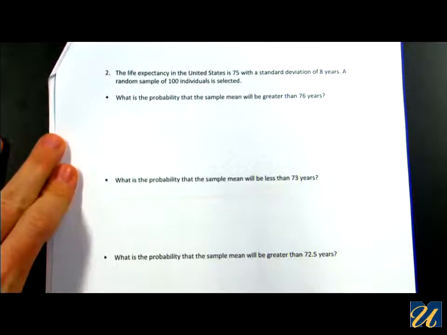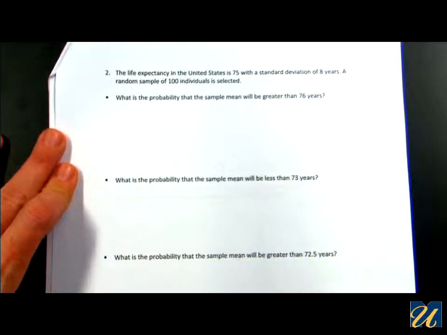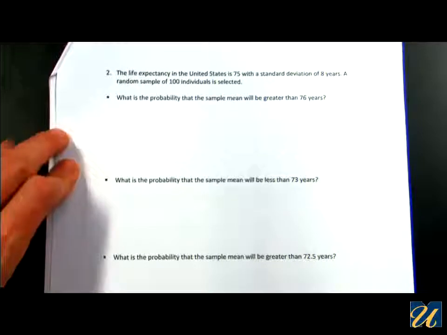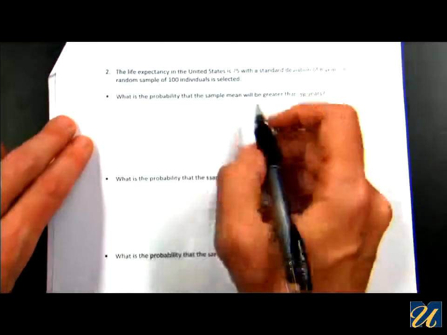Let's look at the second problem. The life expectancy in the US is 75 with a standard deviation of 8. A random sample of 100 individuals is selected. So mu is equal to 75, sigma is equal to 8, n is equal to 100. What is the probability that the sample mean will be greater than 76?